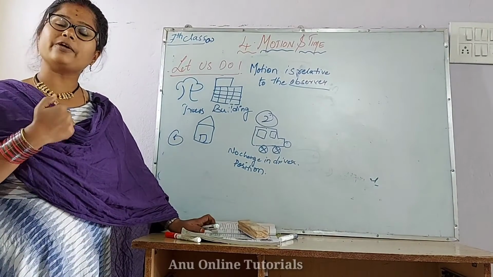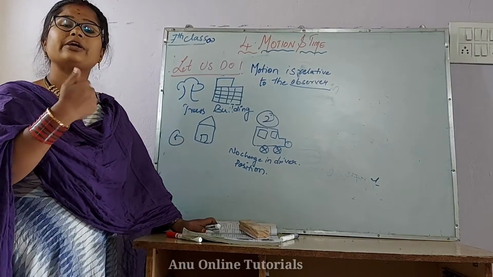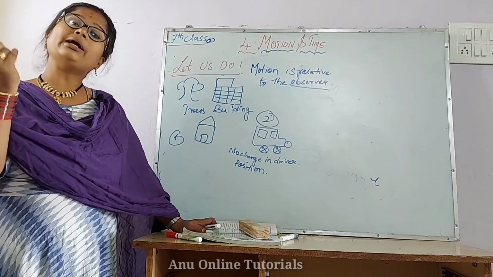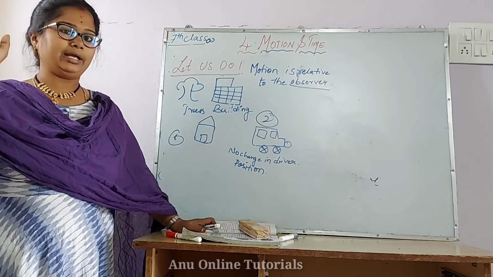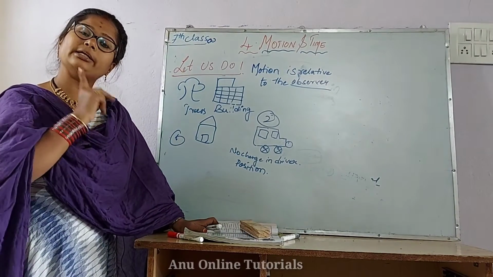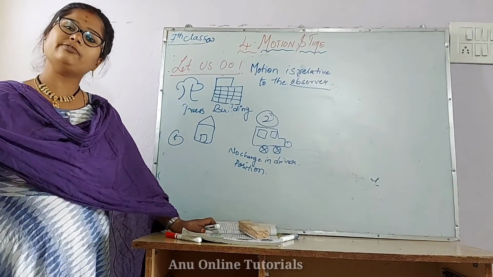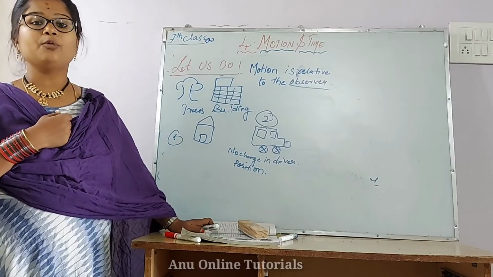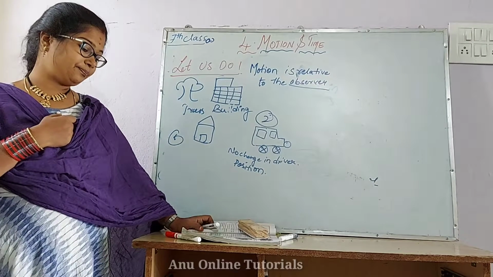The same observer, if he gets down and sees, the position of the building will be stable. But when he sits, the position of the building will be at rest. The same person, if he sits in the car and when it is moving, he says that the building is in motion, as the car is changing its position from one place to another place. I hope you got clarity with this. Next.